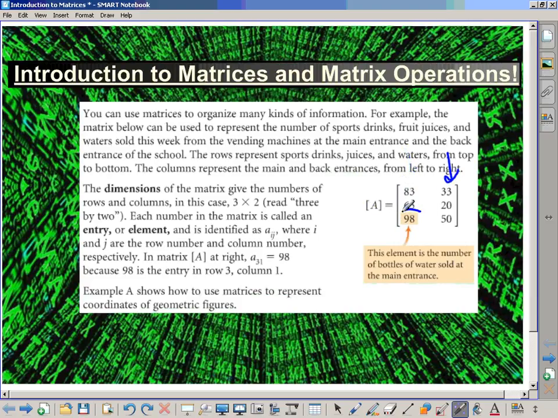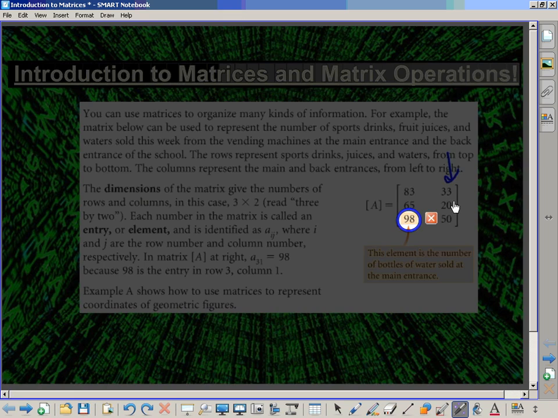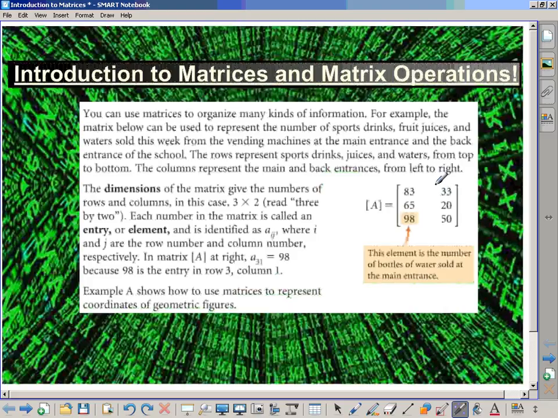So for example, the 98 that you see right there would be the number of bottles of water sold at the main entrance, so that would be 98. The 33 in the upper right hand corner, since it's in the top row, would be the number of sports drinks, because sports drinks was listed first. Since it's in the second column, it would be the number of sports drinks sold at the back entrance of this school. So again, it's just a way to organize your information in a table. The table is set up with these little brackets to hold the numbers in place.